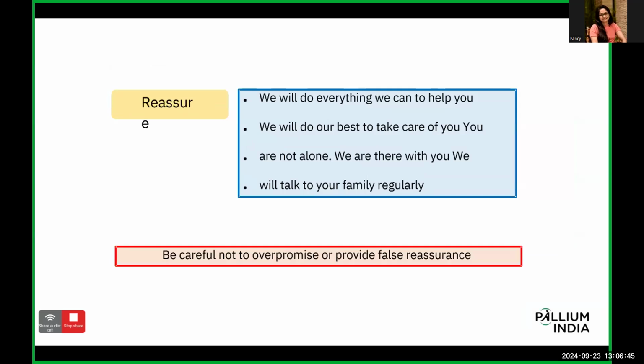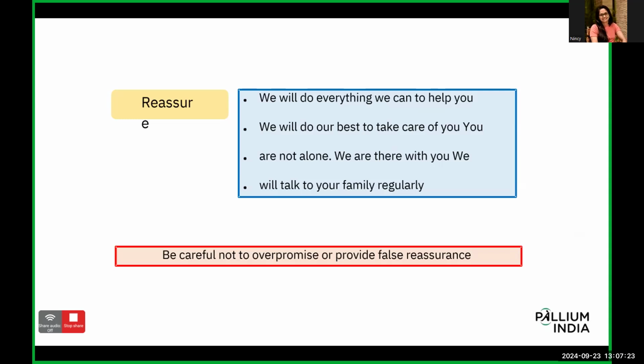Again, this is a continuation of emotions. Reassuring them, that is, we will do everything we can to help you, using partnering language. We will do our best to take care of you. Again, don't give them false hopes. Everything will be all right, we'll get out of this. Don't say things like that. Say things that are possible, that are realistic. We'll help you manage this, or we'll make you comfortable. In that sense, we'll try our best. Whatever we can do, we'll be here with you. In that sense, be with them.